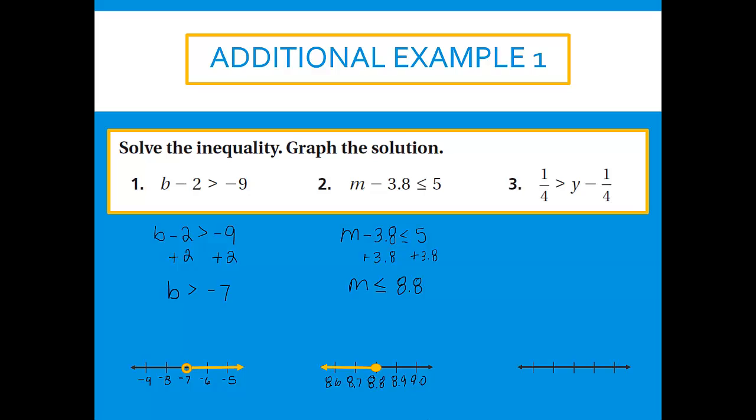And now for number 3, we have 1/4 is greater than y minus 1/4. So we'll first solve our inequality. In order to solve this, we're going to undo the subtraction by adding 1/4.